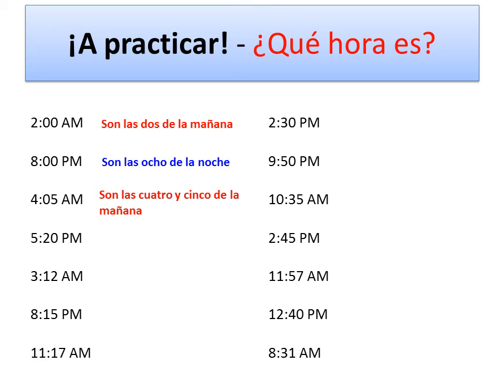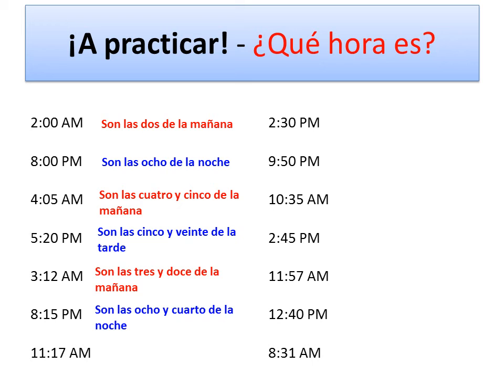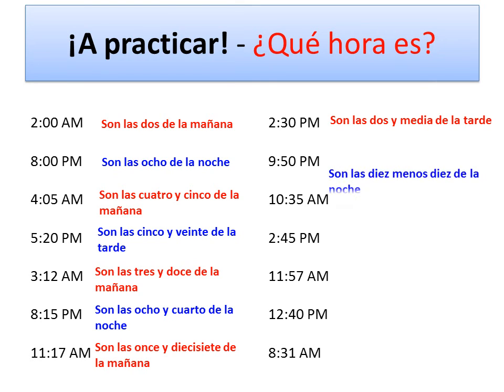If we're on the right-hand side of the clock, okay, any time 30 or before, we're going to say y, okay? 5:20 is son las 5:20 de la tarde. 3:12 is son las 3:12 de la mañana. 8:15 is son las 8:15 de la noche. 11:17 son las 11:17 de la mañana. 2:30 son las 2:30 de la tarde.